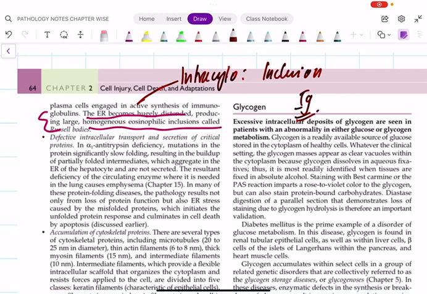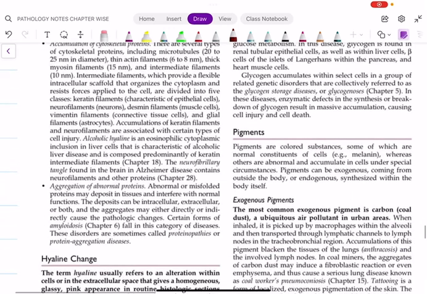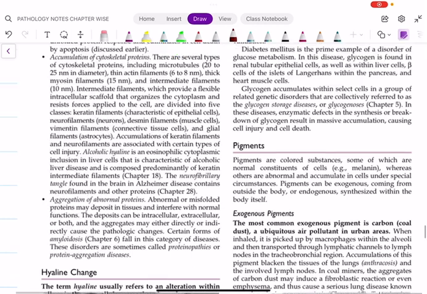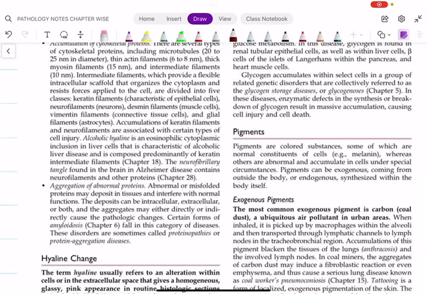Fine. Then of course we have aggregation of abnormal proteins. We have protein aggregation disorders. Everything I have already told you. Fine. Cystic fibrosis, Alzheimer's disease, all those, you know what is happening. Abnormal proteins will undergo accumulation. You can mention all those here also.